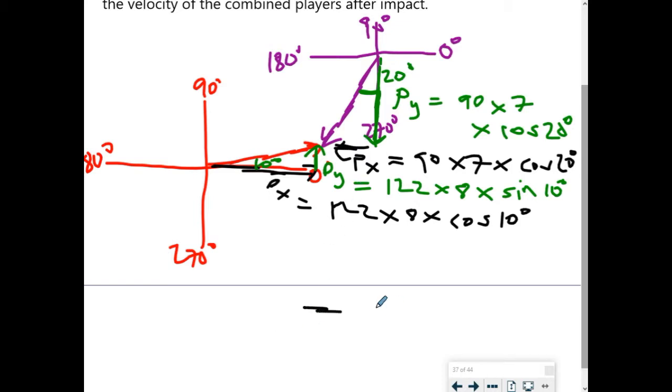Hypothetically, let's say that you now know your net in x goes this way, your net in y goes this way. Do we want to know just x or y? We need the hypotenuse. How do you find a hypotenuse? Pythagoras' theorem.